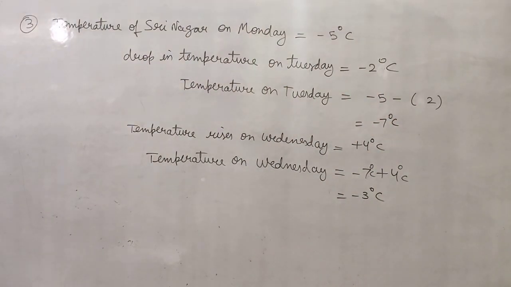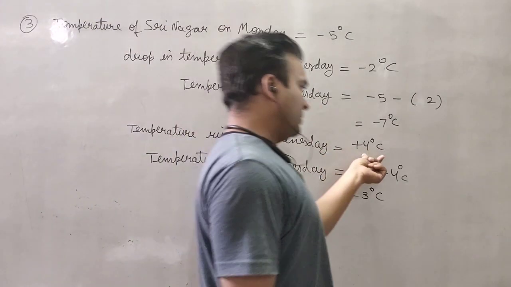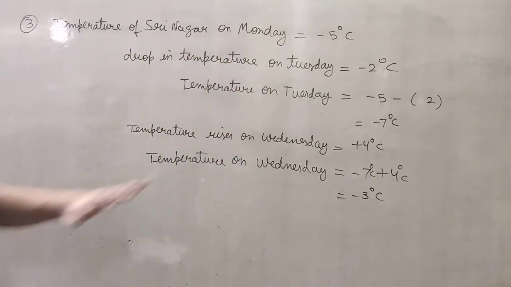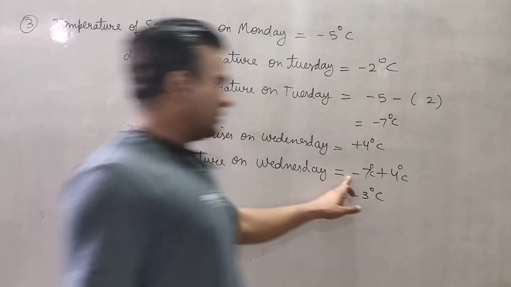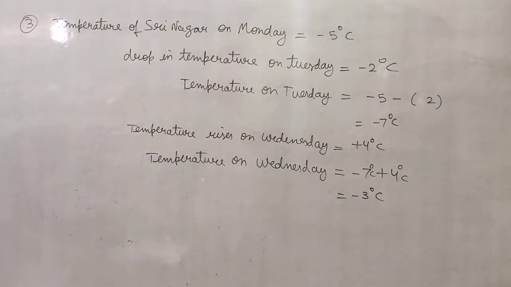Now the temperature rises on Wednesday. The next day the temperature rises by plus 4 degrees Celsius, so it means we will add 4 degrees Celsius more. Now the final temperature on Wednesday will be minus 3, because with minus and plus we have to subtract, and the sign of the greater value will be taken. So this is for temperature.